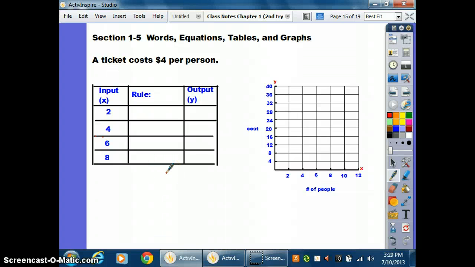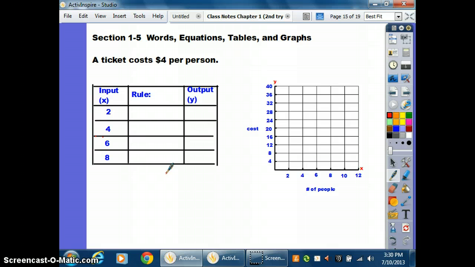Hi, this is Mrs. Secor, and we're going to do section 1-5 in our notebooks, words, equations, tables, and graphs. We have a sentence here. A ticket costs $4 per person. We're going to write an equation for that, a rule, and put it into our function table.